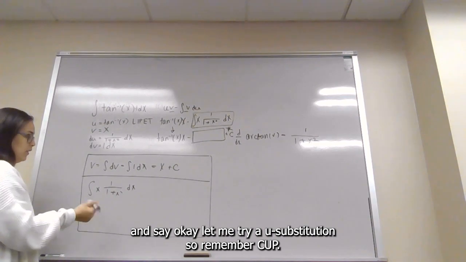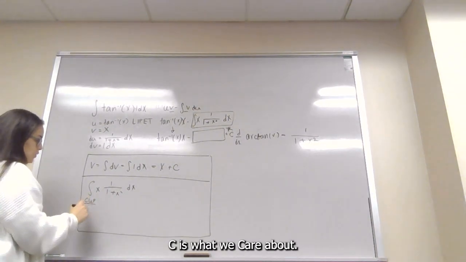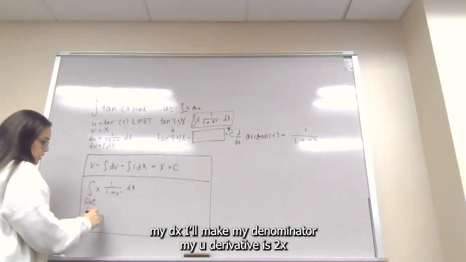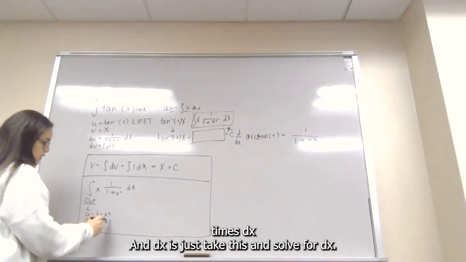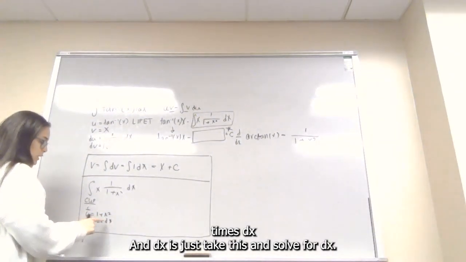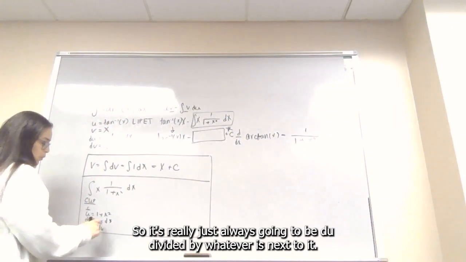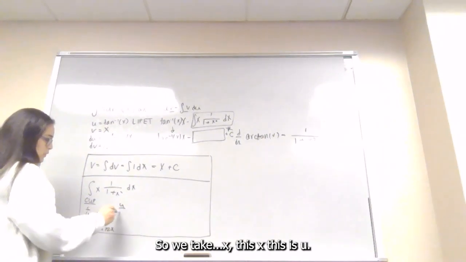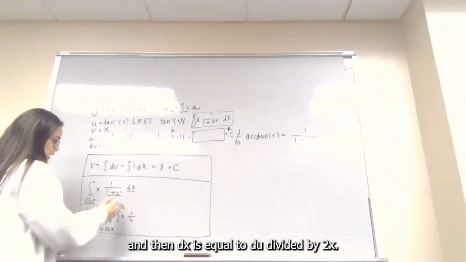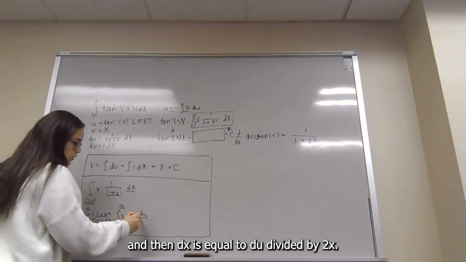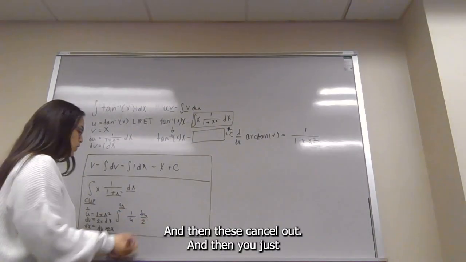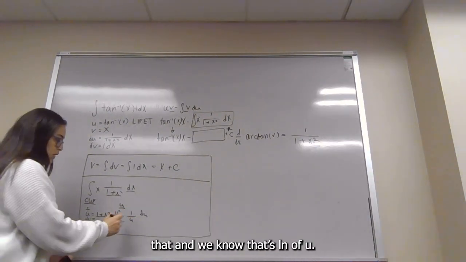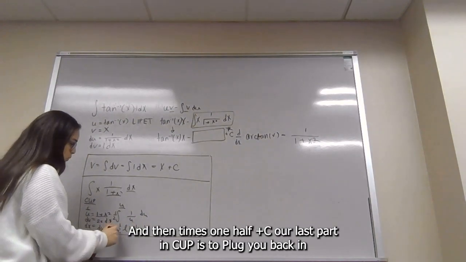I look at this and I say, okay, let me try a u substitution. I care about my u, my du, my dx. I make my denominator my u. The derivative is 2x times dx. And then dx is just take this and solve for dx, so it's always du divided by whatever is next to it. Then we put everything in terms of u. So we take this x, this is u, and dx is equal to du divided by 2x. These cancel out, and you're just left with the 2 at the bottom, which you can bring out as 1/2. Then you're just left with taking the integral of 1 over u, and we know that's ln of u, times 1/2, plus c.